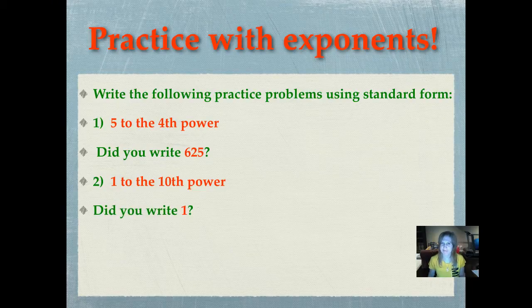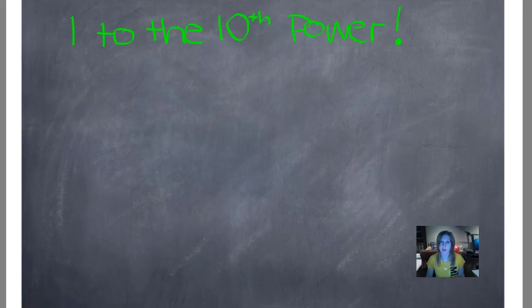Did you write 1? That was a little bit tricky. Let's see how we did that. So writing 1 to the 10th power in exponential notation, my 1 is my base, or my large number there, and my 10 is my exponent, which is my little tiny number up there. And that tells me that I'm going to multiply the number 1 by itself 10 times. So I'm going to write 1 times 1 times 1, there's 3, times 1, there's 4, times 1, there's 5, times 1, there's 6, times 1, 7, times 1, 8, times 1, 9, times 1, 10. I better count. 1, 2, 3, 4, 5, 6, 7, 8, 9, 10.